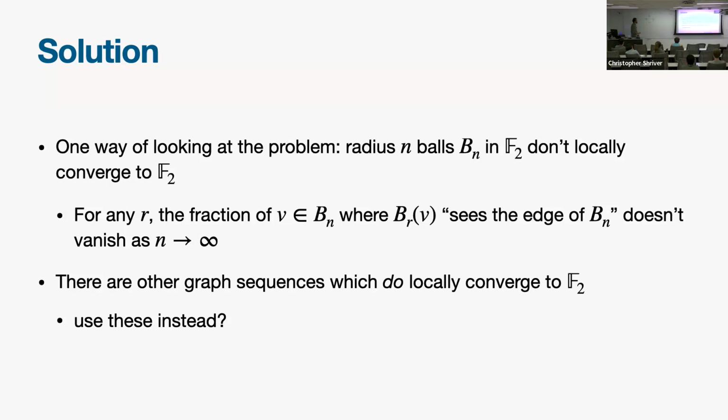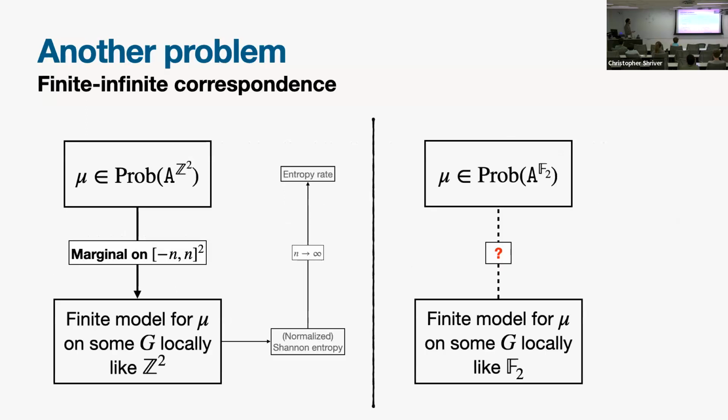So if you think that's a problem, what you might do is use a different sequence of graphs that do converge locally to F2. And as we've seen many times this week, you just take a random 4-regular graph, and it converges locally to F2. Okay, so that may seem like a good idea. You can fix this problem by just taking some other graph sequence. Okay, here's a commutative diagram, sort of.